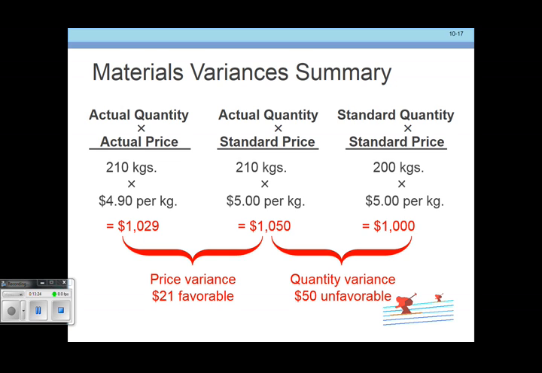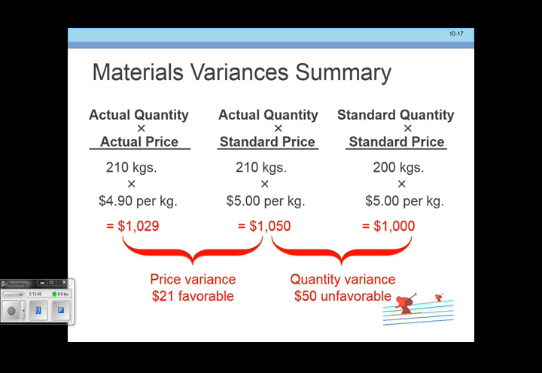But then notice the difference between the far left column, the actual quantity and actual price, and actual quantity standard price. That one is $21, and it's favorable. To buy that quantity, I should have spent $1,050. I only spent $1,029, so it's $21 favorable. So I got the material cheaper than I would have expected.